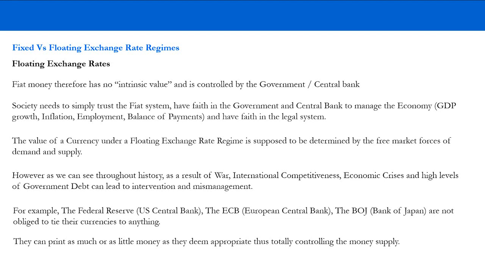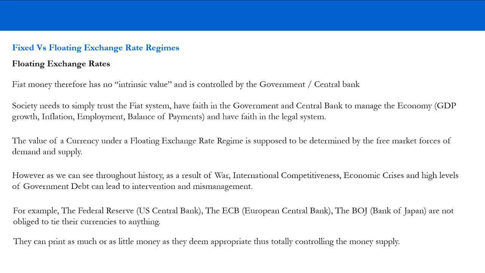So within the economy, that means managing GDP, gross domestic product growth, inflation of prices, employment, so jobs, and the balance of payments, so the payments for international trade. And it requires that society has faith in the legal system. So the value of a currency under a floating exchange rate regime is supposed to be determined by the free market forces of demand and supply.